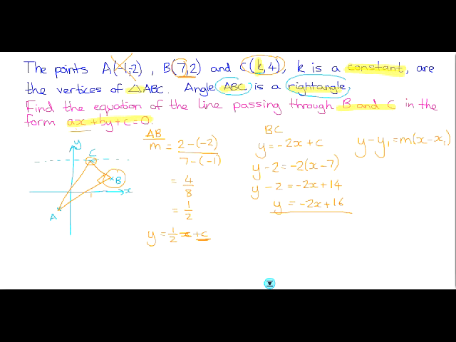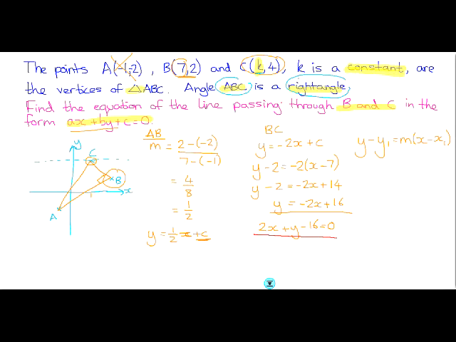But at the moment you can see it's not in this form, so we've got to get everything on one side basically. So that's going to be 2x plus y. I'm putting it all on the left because, get rid of this negative, minus 16 equals 0.